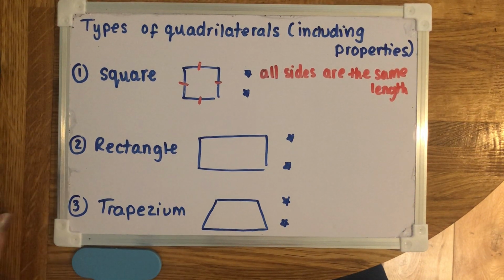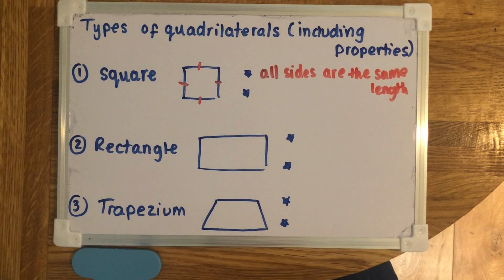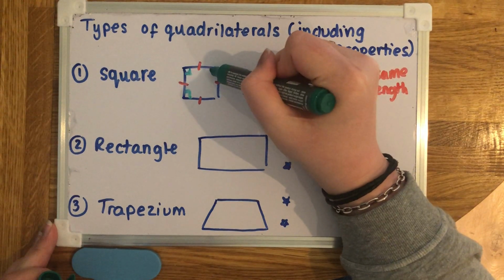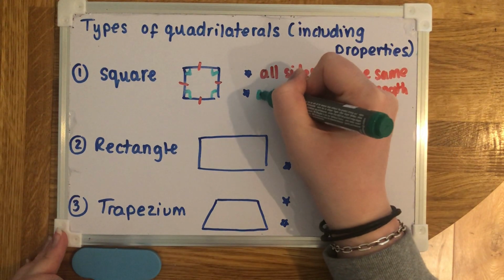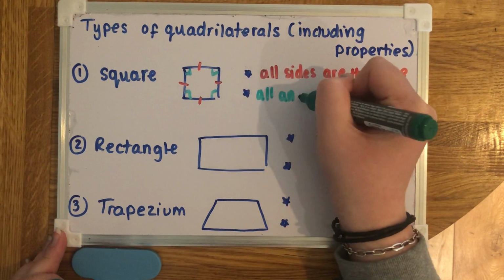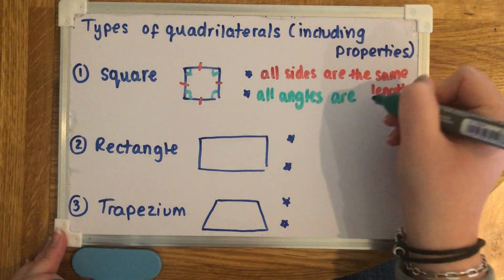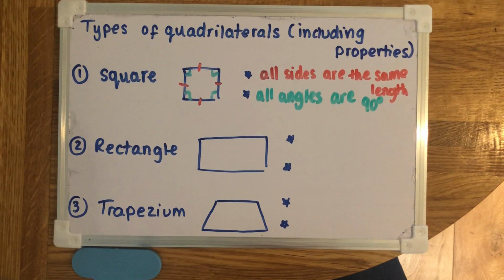Another thing that's really key is that within a square you've got these four angles. Okay, each of these angles is 90 degrees, so we show that by doing the little squares. So all angles are 90 degrees. Okay, so they're the main two facts that you need to remember. So all the sides are the same and they've all got right angles in.